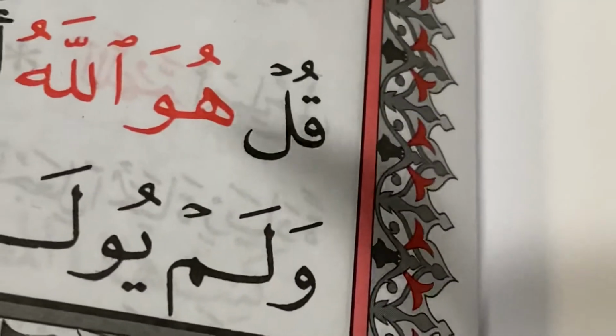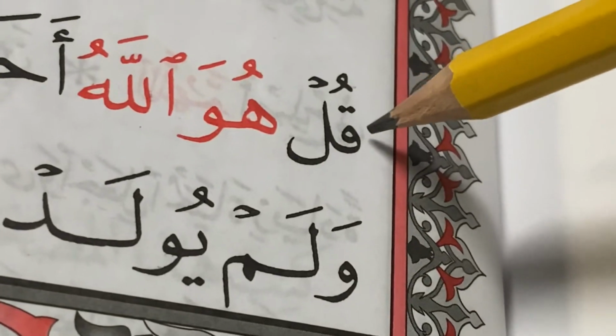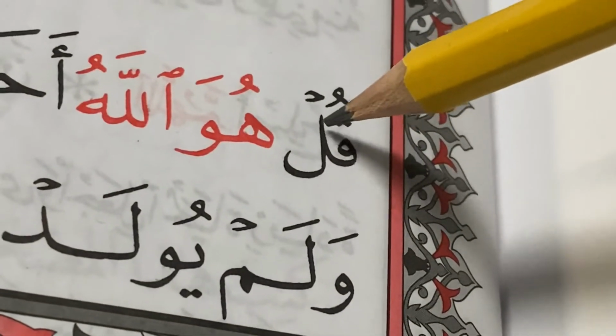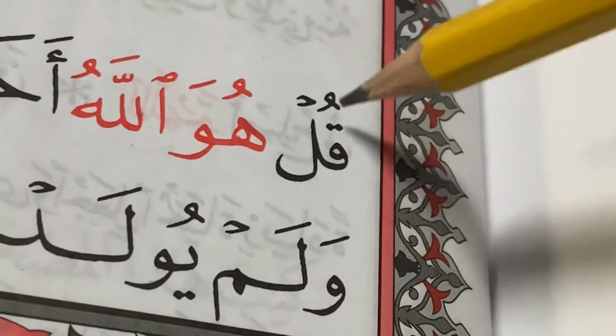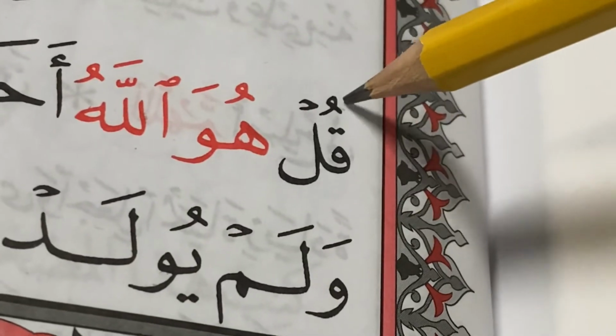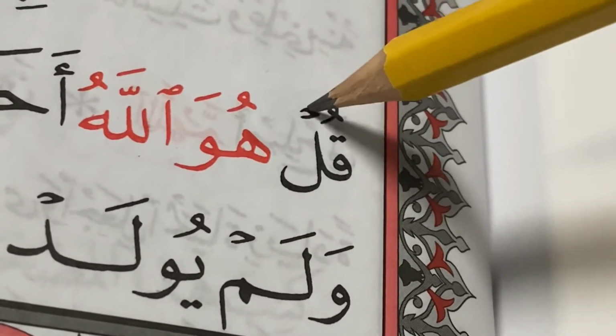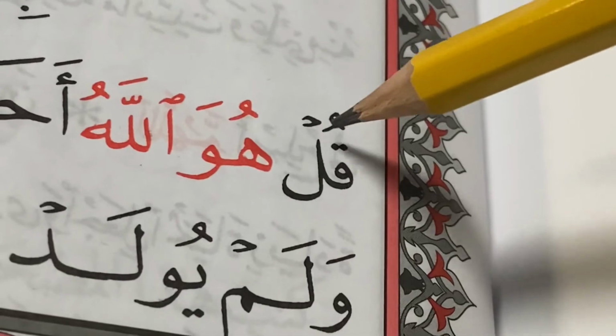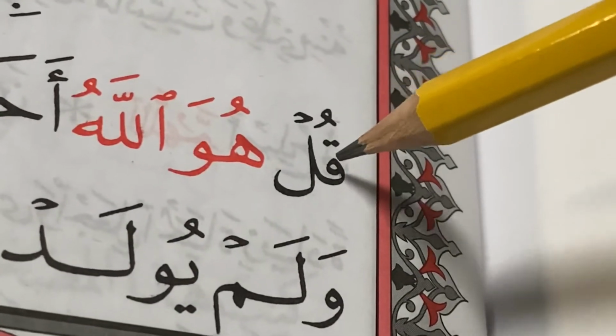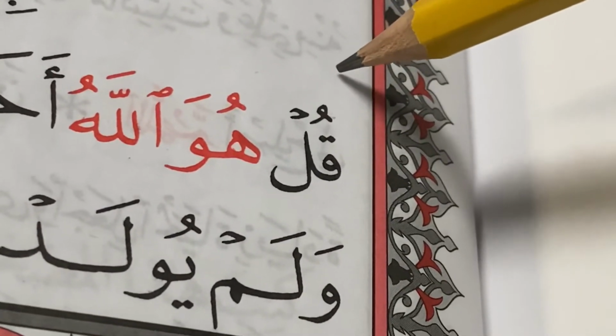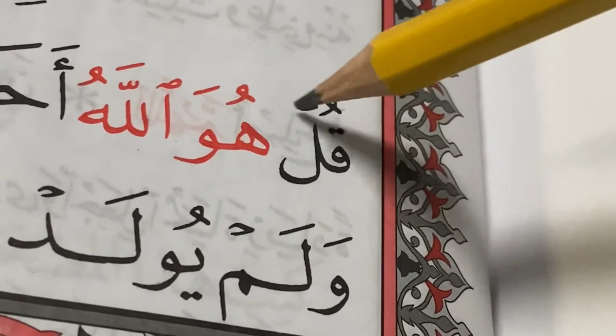So over here, Q, Qaf. Originally, we read Qaf, and Lam. So Qaf with a U sound, connected to Lam: Qul. Like you have Q and U, and you have L: Qul.